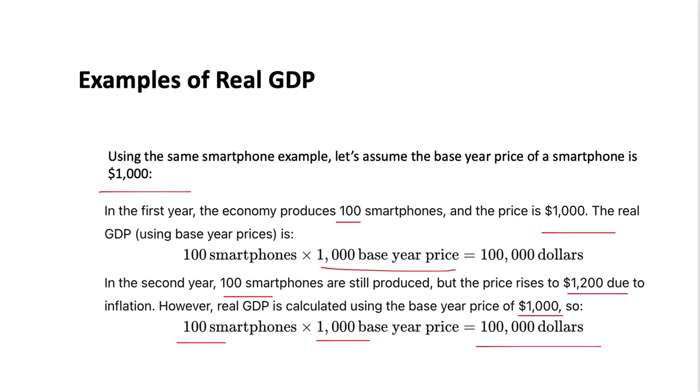Importance of real GDP. Accurate comparison over time. Real GDP allows economists to compare economic growth over different time periods without being misled by changes in price levels. Better for measuring growth. It provides a clearer picture of whether an economy is producing more goods and services or just experiencing higher prices. Example of real GDP with growth.